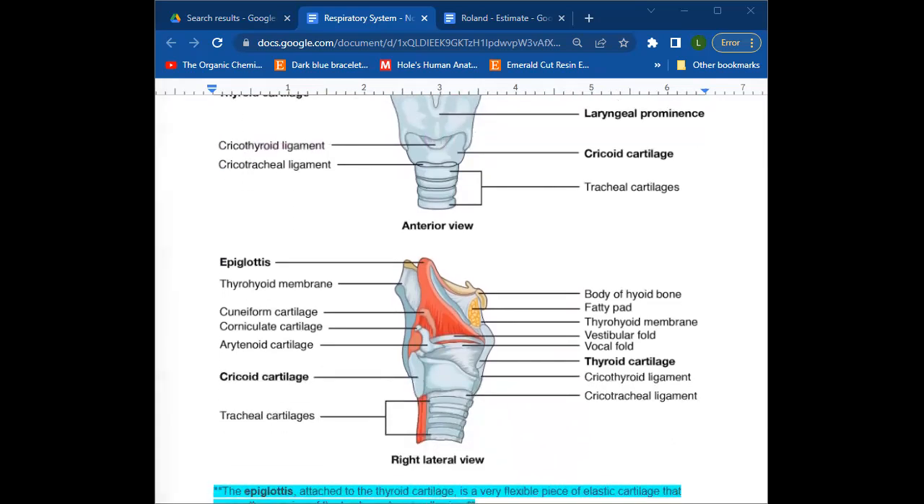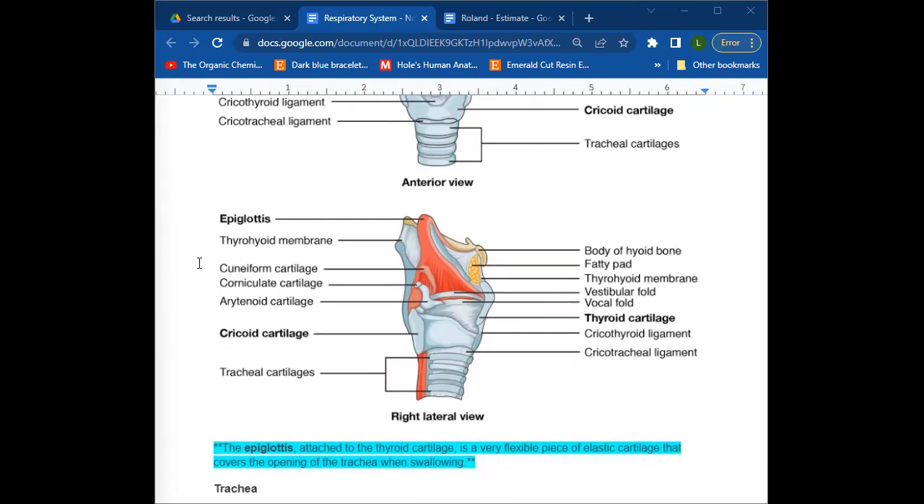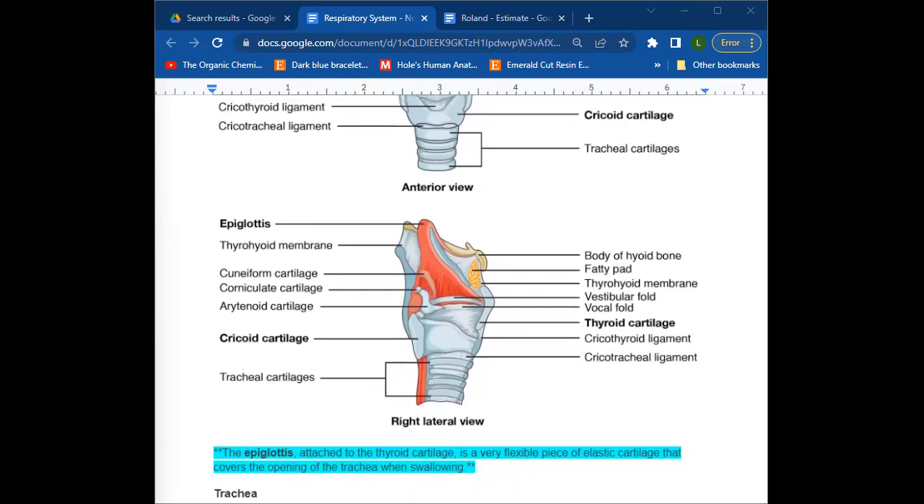Right, then the next part of the larynx is the epiglottis. Okay, so the epiglottis is supposed to be this flap that folds down over the larynx and the trachea and is supposed to prevent food from entering the larynx and the trachea.